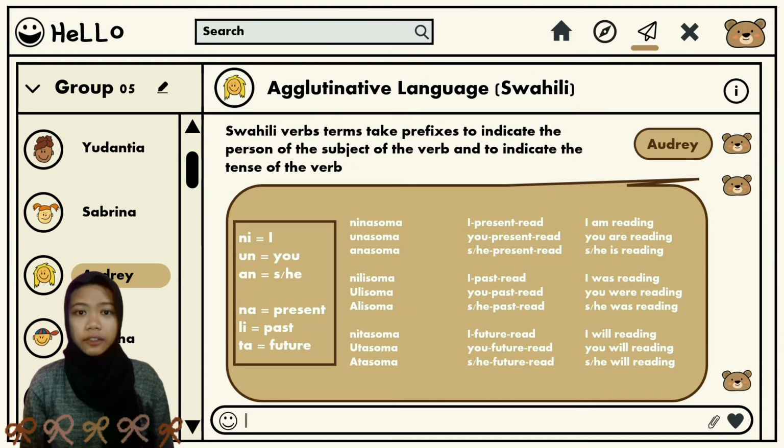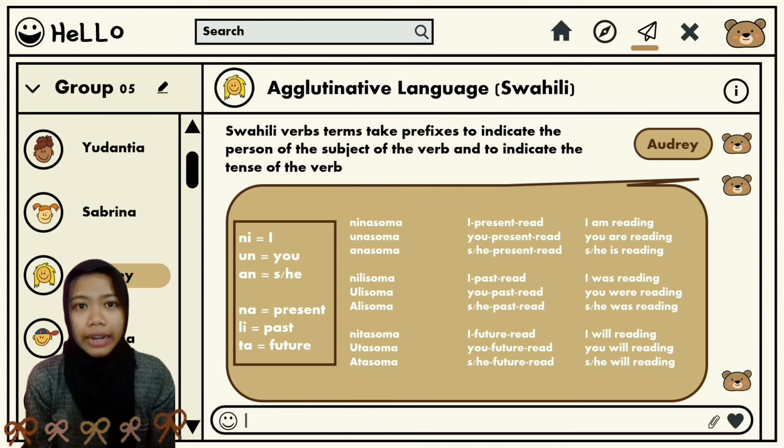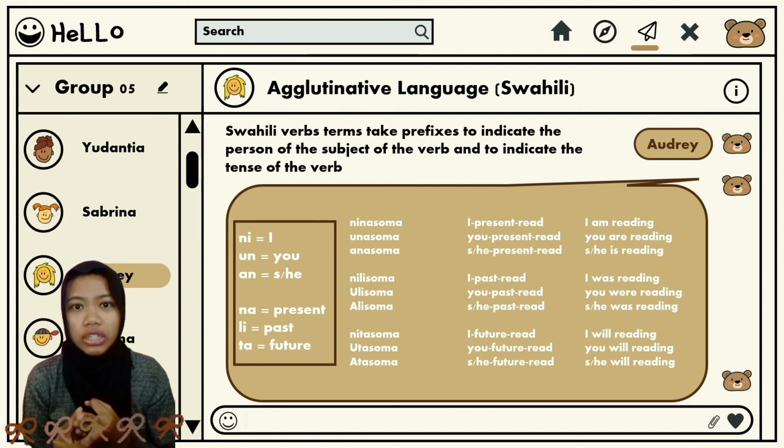Next is the agglutinative language Swahili. Swahili verb forms take prefixes to indicate the person of the subject of the verb and to indicate the tense of the verb. Okay, now let me show you some examples. In Swahili, "ni" means I, "u" means you, "a" means she or he. "Na" means present tense, "li" means past tense, and "ta" means future tense. For instance, if you say "Ninasoma," "ni" means I, "na" means present tense, and "soma" means read. So it means I am reading.